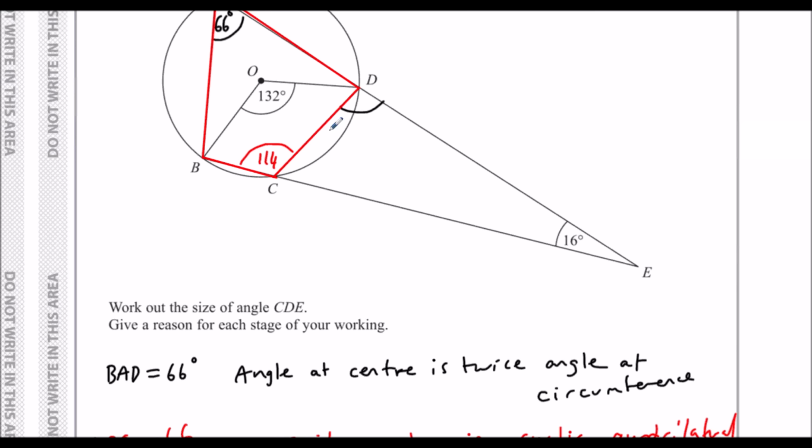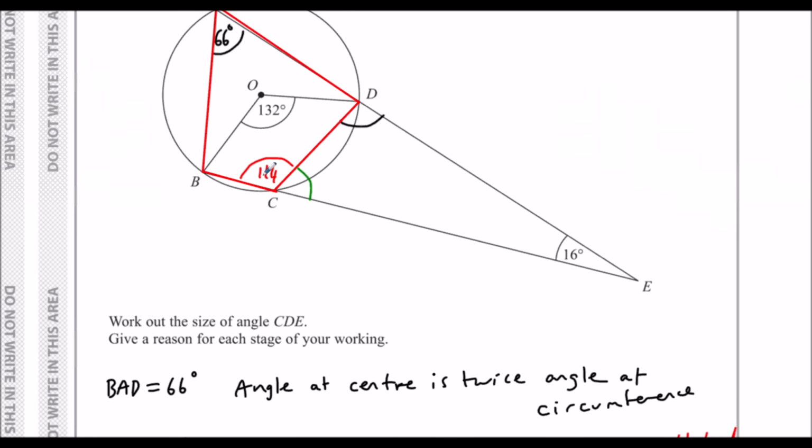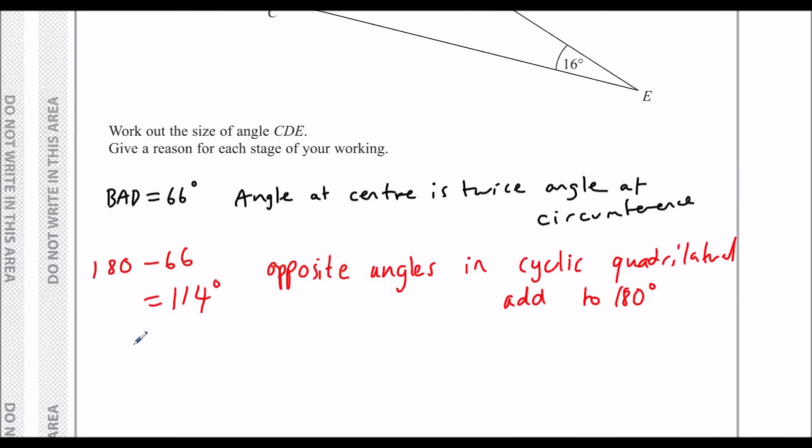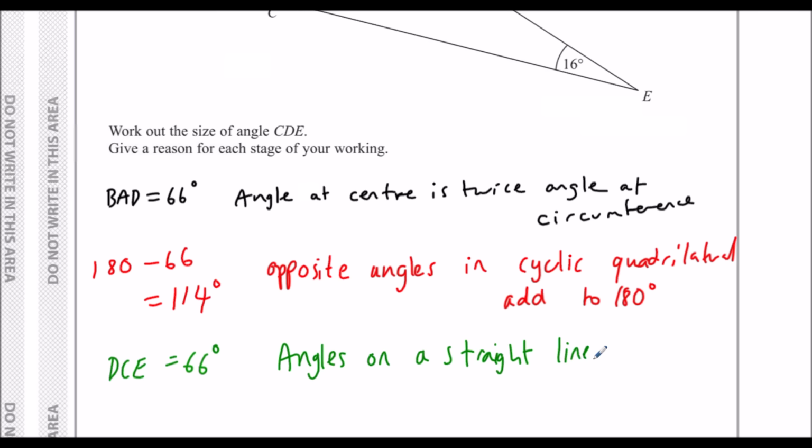Now we can use angles on a straight line. So angles on a straight line add to 180 degrees as well. So this angle will be 66. DCE is 66 degrees because angles on a straight line add to 180 degrees.